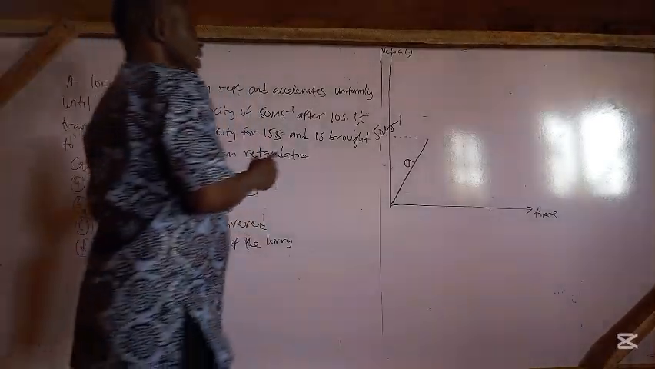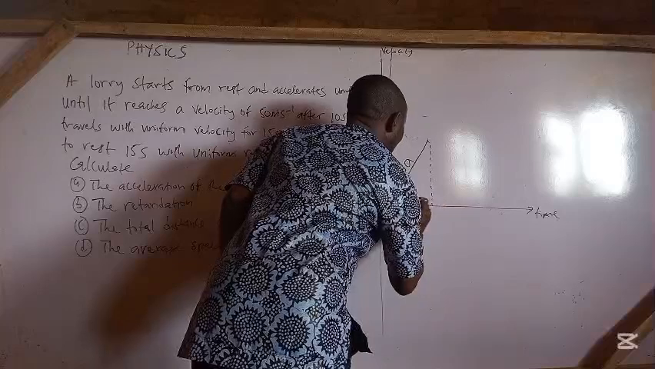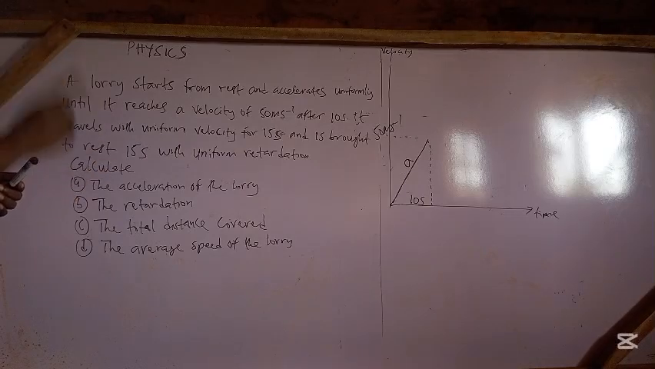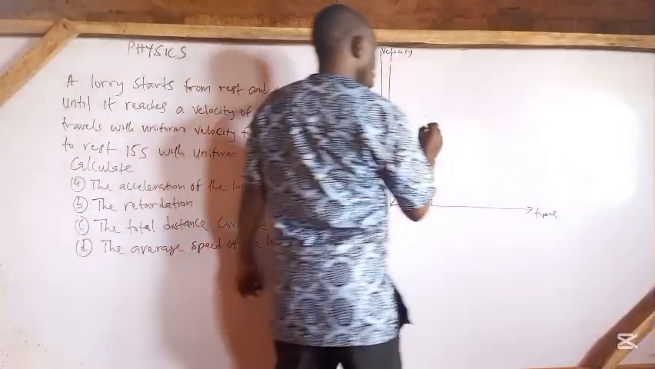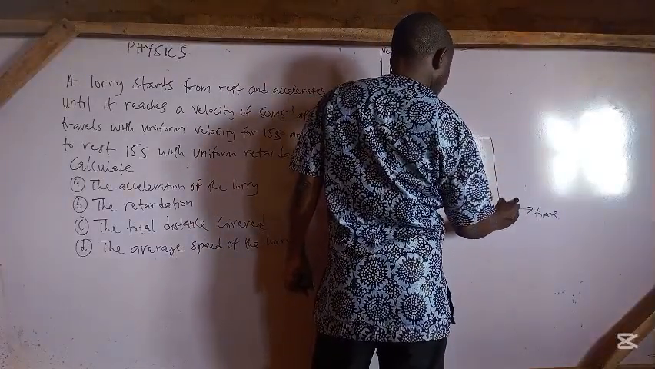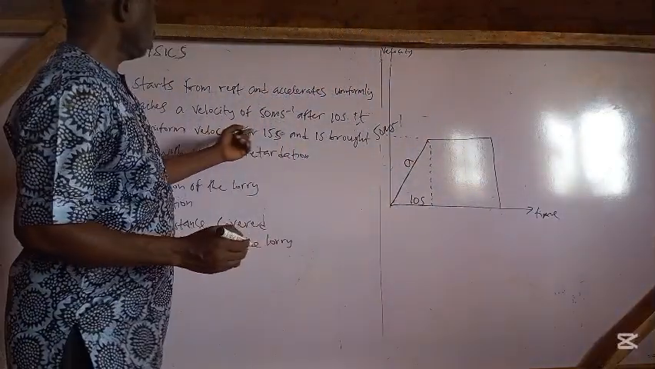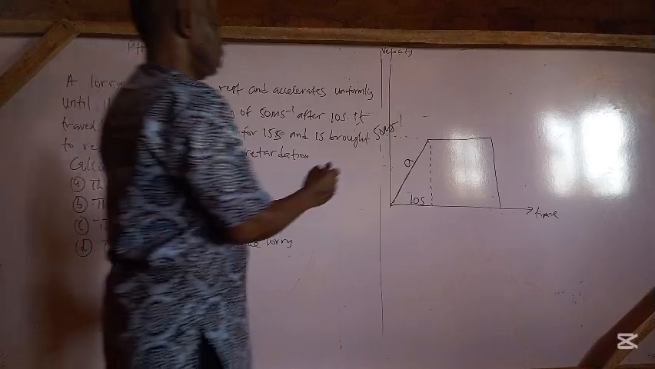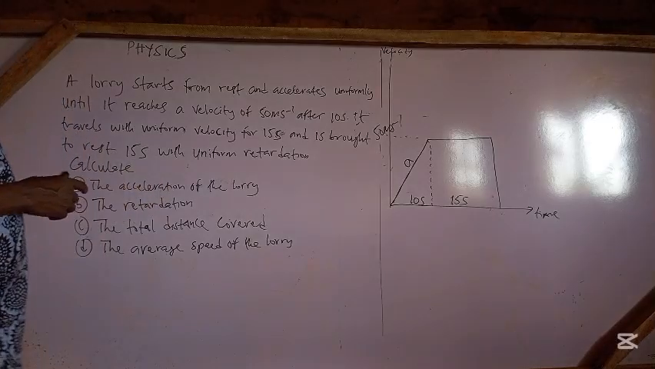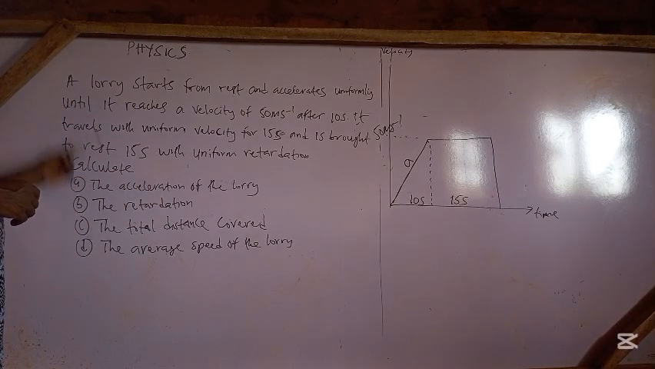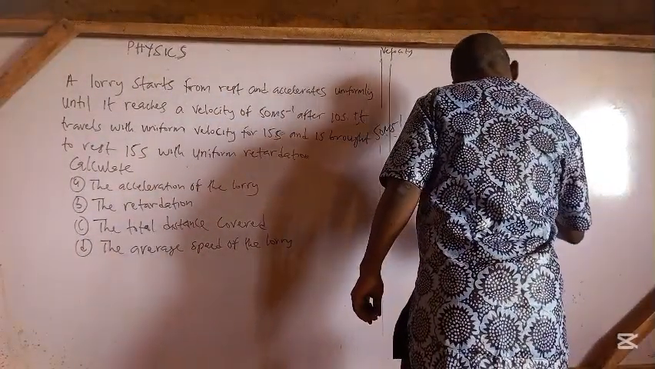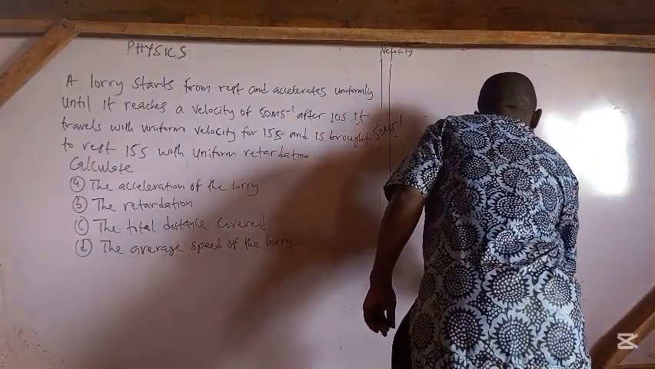Now, after 10 seconds, it travels with uniform velocity for 15 seconds. That day also I told you that uniform or constant velocity is like this, which means velocity remains the same. It travels with uniform velocity for 15 seconds, which means this side is 15 seconds. And it is brought to rest in 15 seconds with uniform retardation. Retardation is also known as deceleration, which means it goes like this, 15 seconds.